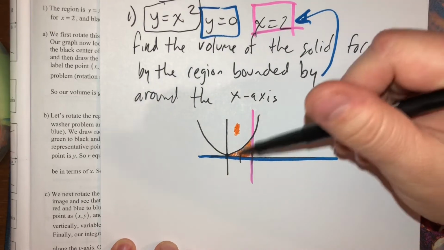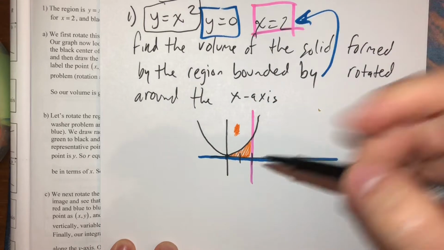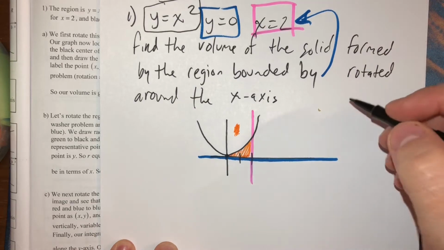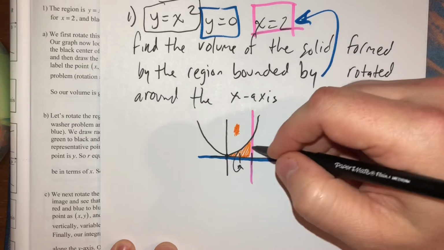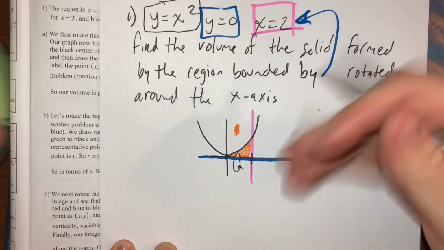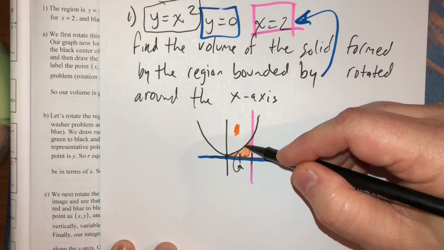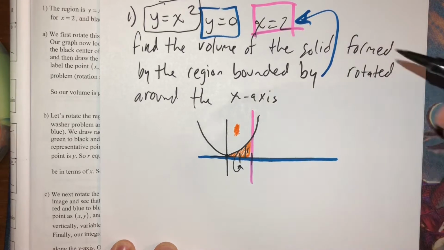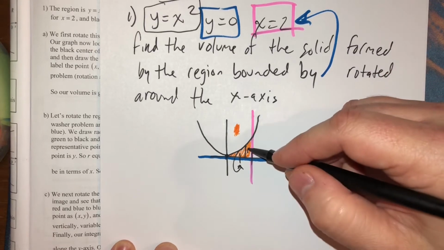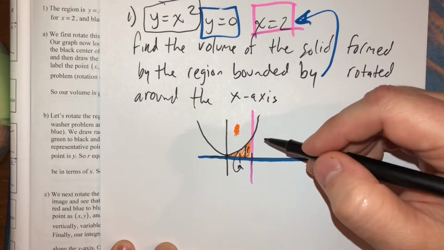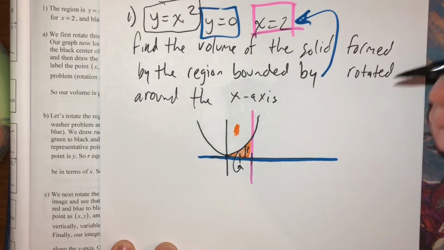Okay, so we have this orange region, and it says rotated about the x-axis. So that's going this way, right? And we want to find the radius, which just goes from our axis up to the curve. That's our radius. Again, why I was like, maybe we shouldn't use the R letter there. If that's our radius, well, that's just 0 to the function. That's just f of x.